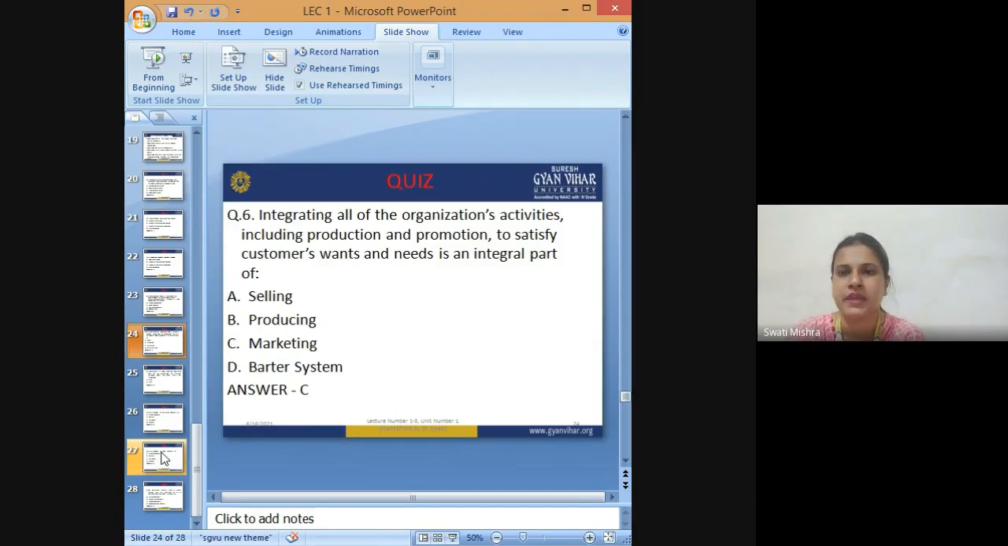Here is my next question to you people. Integrating all of the organization's activities includes production and promotion to satisfy the customer's wants and needs, and it is an integral part of which concept? Selling concept, producing, marketing, barter system. Yes, it is marketing concept. I hope all of you have got it right because that is what we have been studying for past 40 minutes.